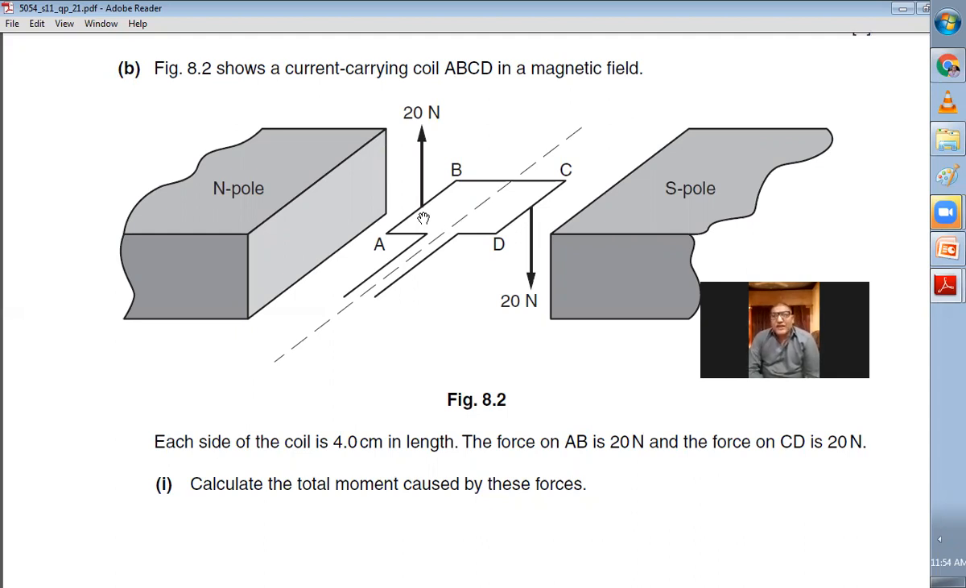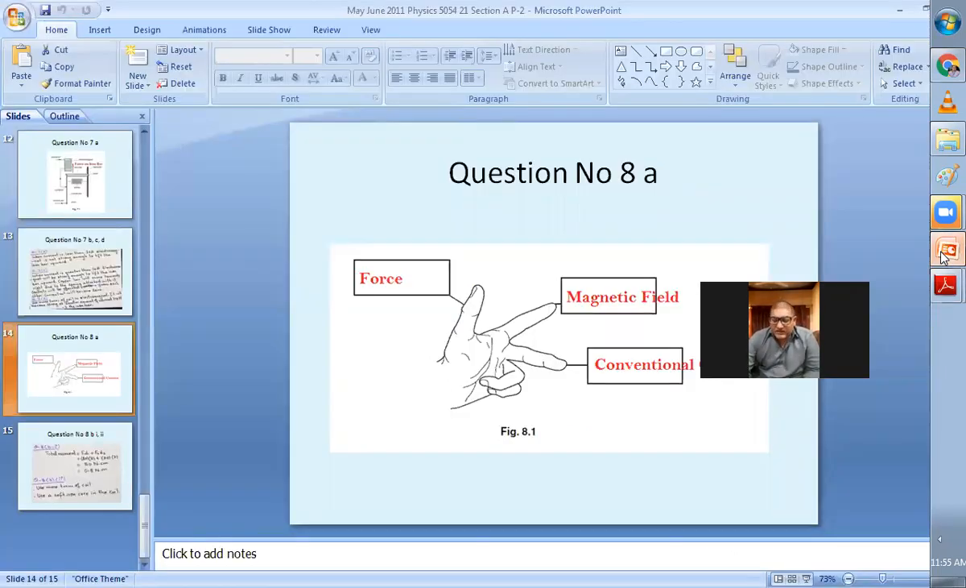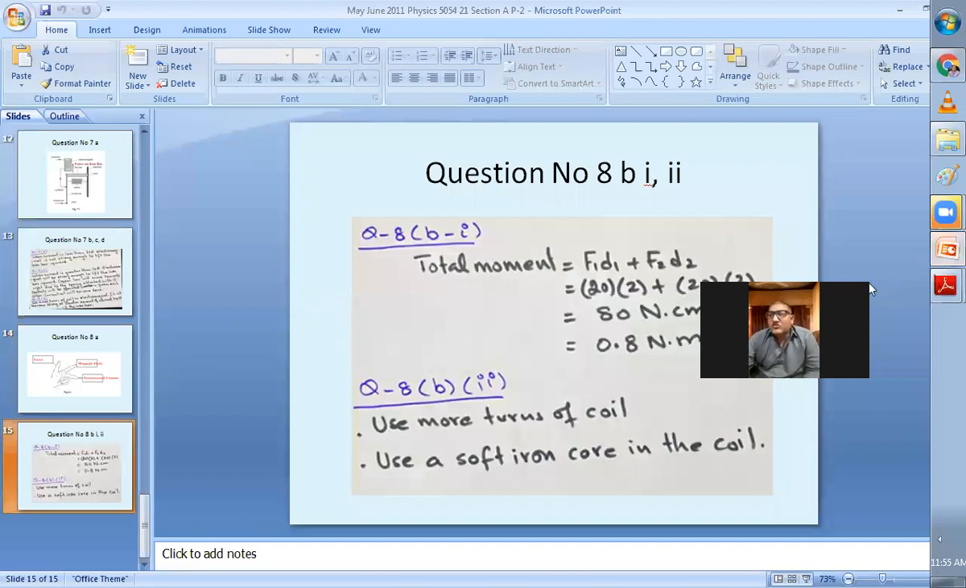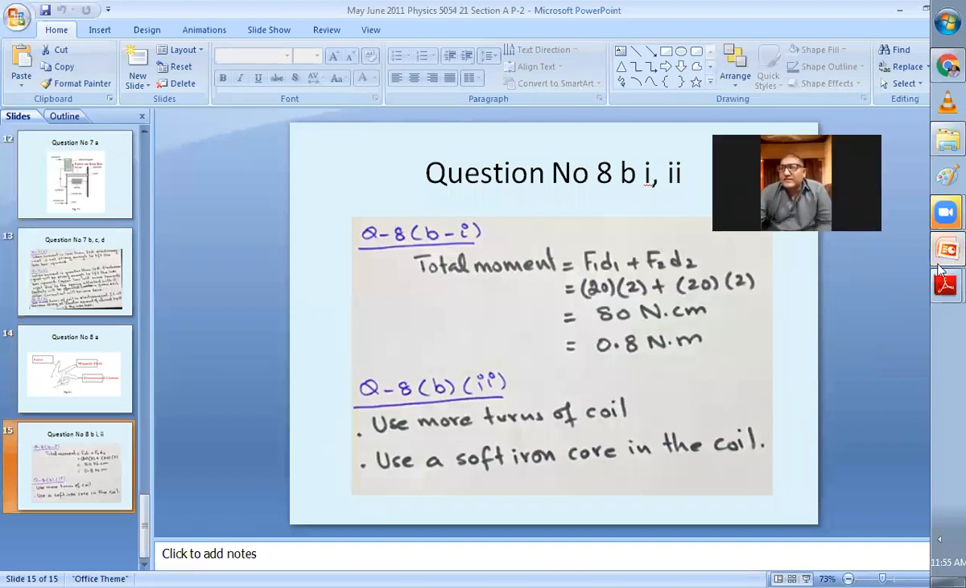So when I add them, the total moment I can produce: the force here is 20 Newton and the moment arm is just 2 centimeter. And you know the moment is equal to force multiplied by the distance. And that distance means the perpendicular distance between the force and the pivot or the axis. So let me show you my answer. I've written this answer. I've done this numerical here, so you can see that.